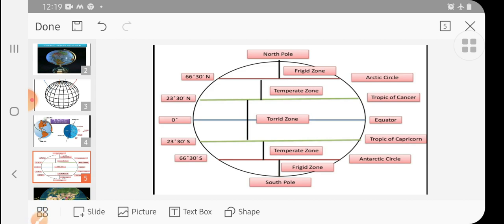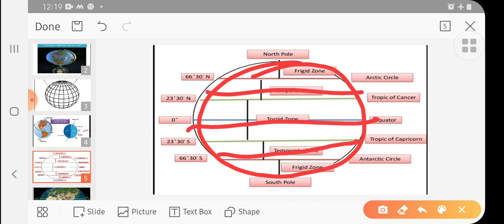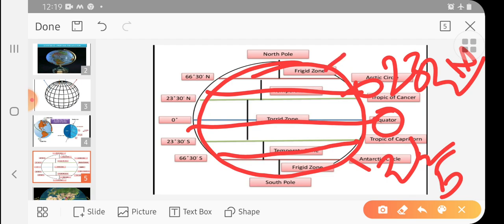Another main thing is that we understand this by dividing the earth into three basic imaginary lines: that is the 0 degree equator, the Tropic of Cancer, that is 23 and a half degrees north, and the Tropic of Capricorn, that is south. After that the temperate zone, same in the temperate zone, then you can say the frigid zone, the Antarctic or Arctic circle.